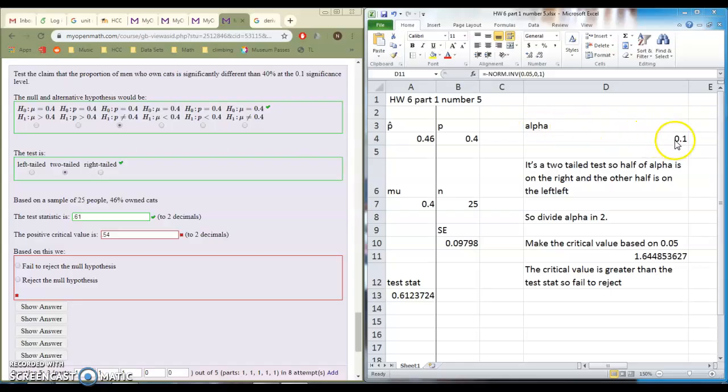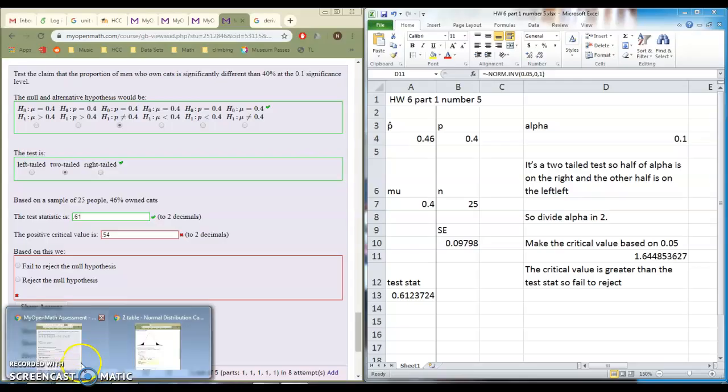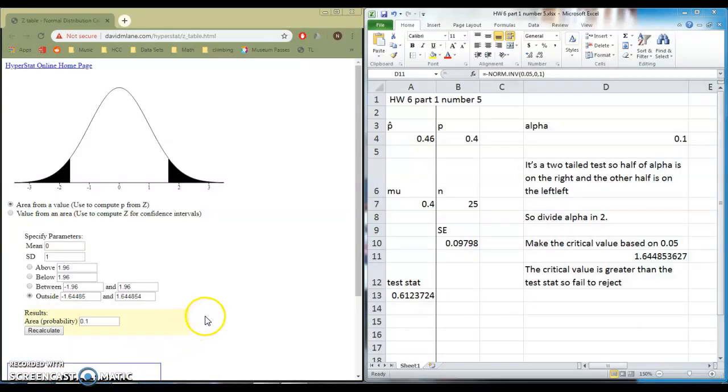Alpha is 0.1, that's from this part, but it's a two-tailed test, and so half of alpha is on the right-hand side of the normal curve and half is on the left. Let me show you what I mean. Here are our two tails, right? This is the standard normal with the mean of 0 and the standard deviation of 1. So half of alpha is over here, so this is 0.05, and this is 0.05.